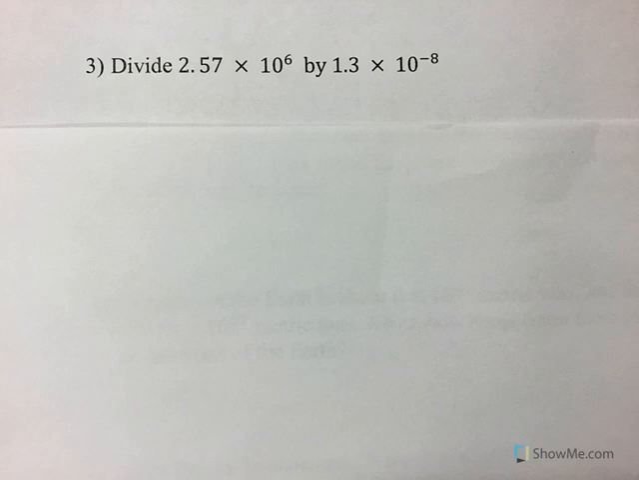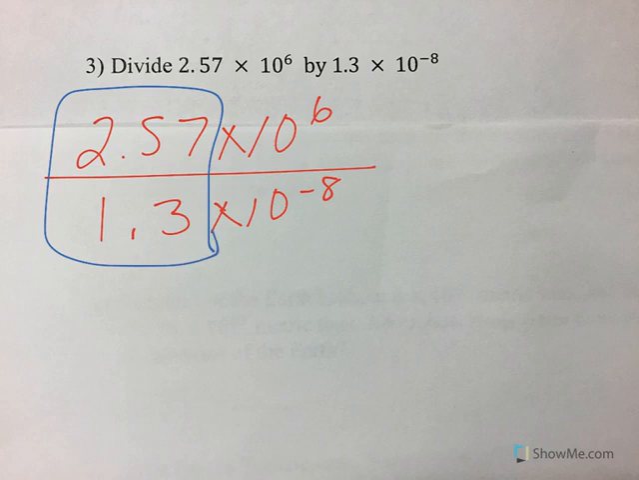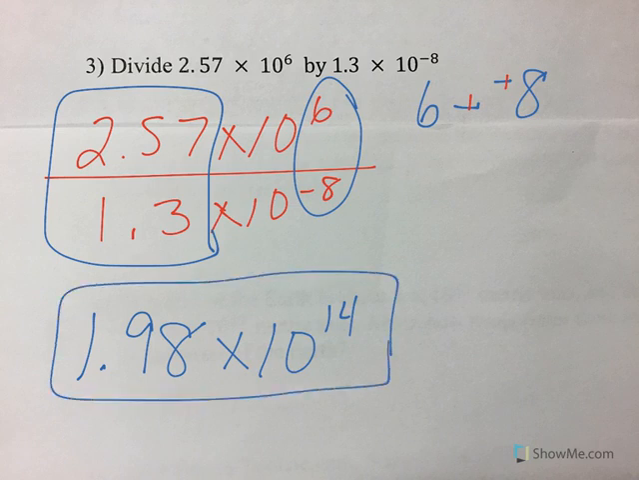Let's go ahead and do another one of these. We're going to divide. This time we are not going to end up with a small front figure. 2.57 divided by 1.3 yields 1.98. Now I'm going to subtract my exponents. 6 minus a negative 8. Remember, two negatives is a positive, and so I end up with times 10 to the 14th. Key there is adding the opposite.